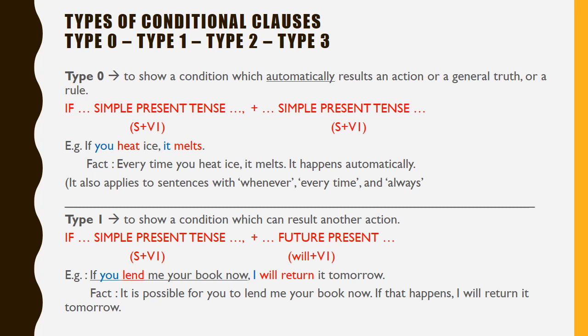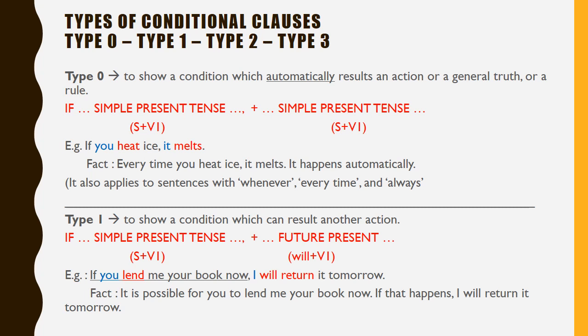Type 0. The use is to show a condition which automatically results in an action, or a general truth, or a rule. The structure is this: if, simple present tense, continued with simple present tense. Once again, if simple present tense combined with main clause simple present tense, or subject verb 1, subject verb 1.